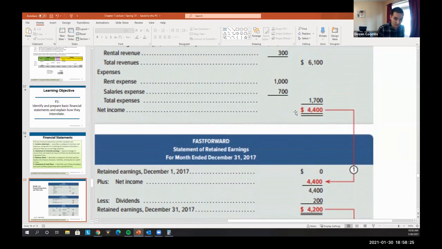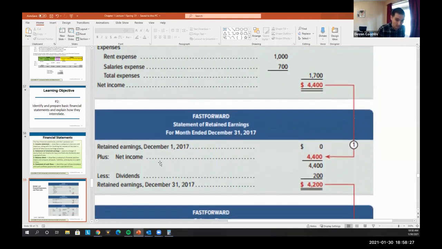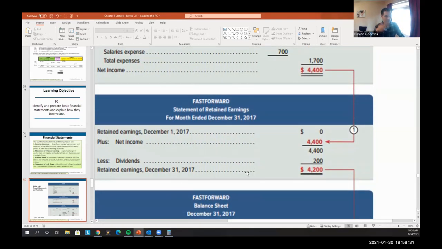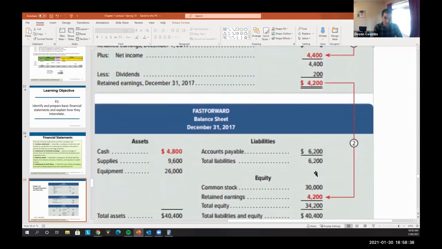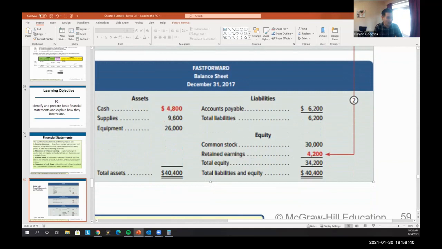Then we take that income and we make a statement of retained earnings. So our net income less dividends equals our retained earnings. Memorize this formula: net income minus dividends is our retained earnings. That retained earnings is used on the balance sheet as part of our equity account. So assets always equal liabilities plus equity. Memorize that. Our assets will equal liabilities plus equity, which includes retained earnings.